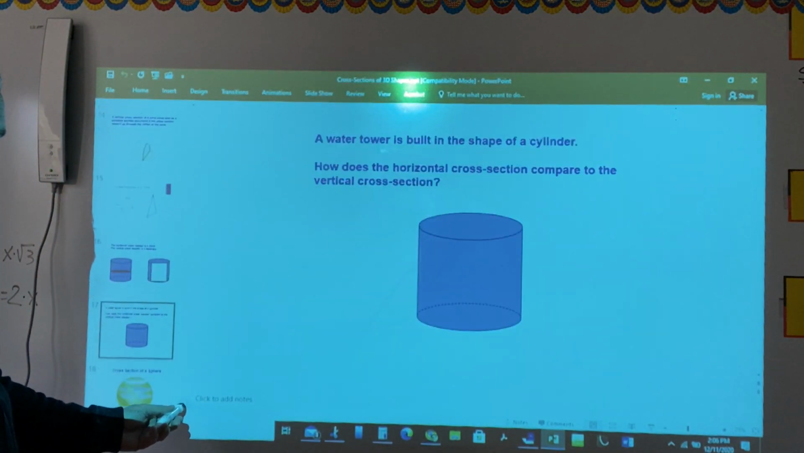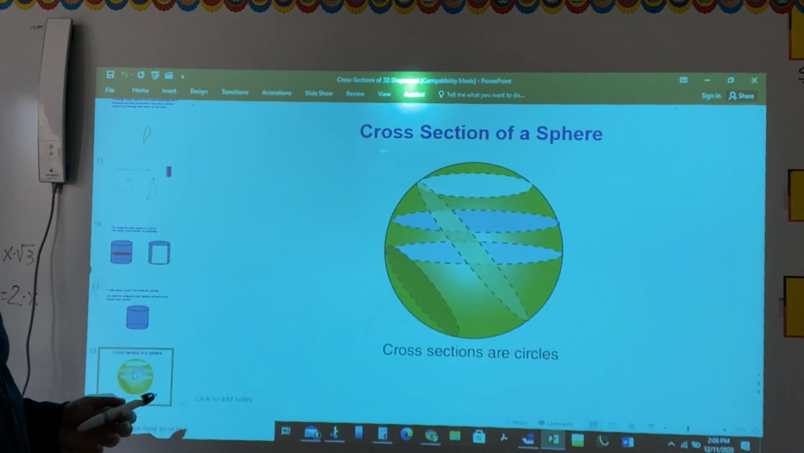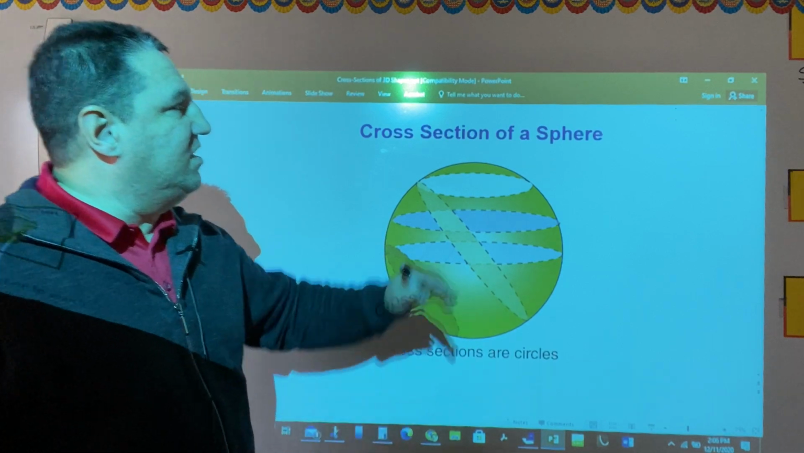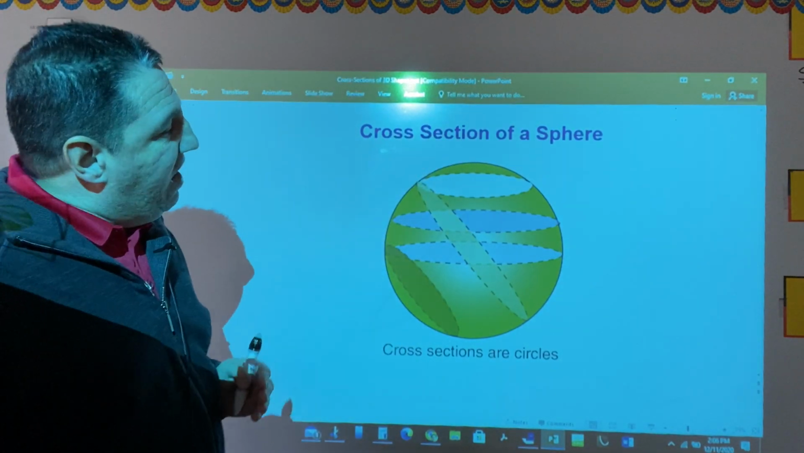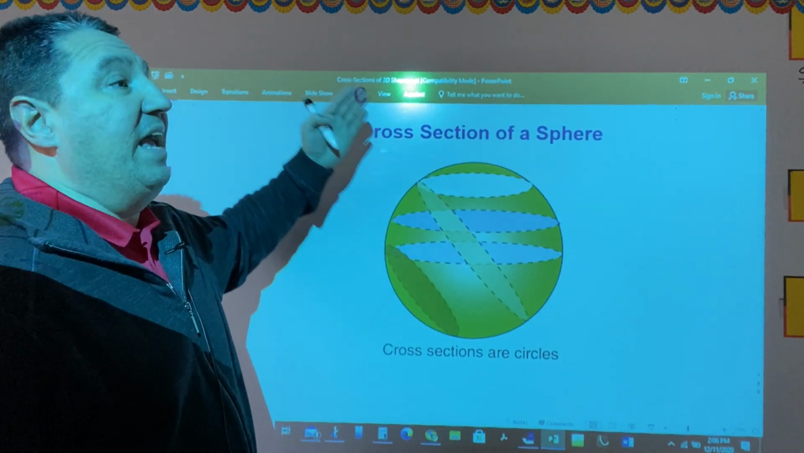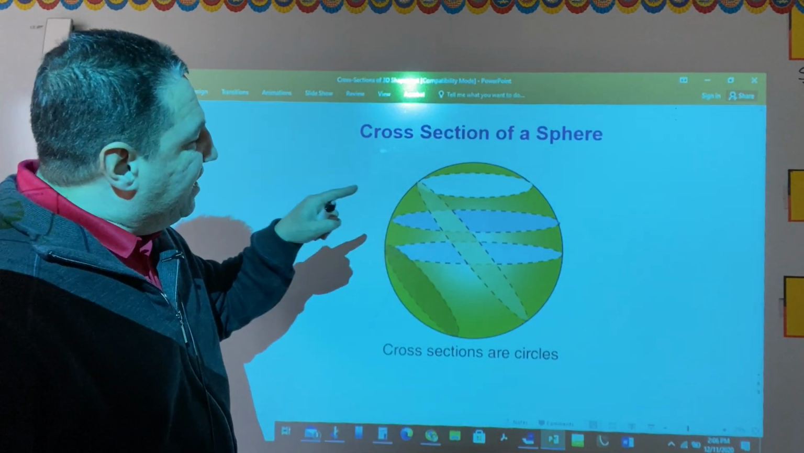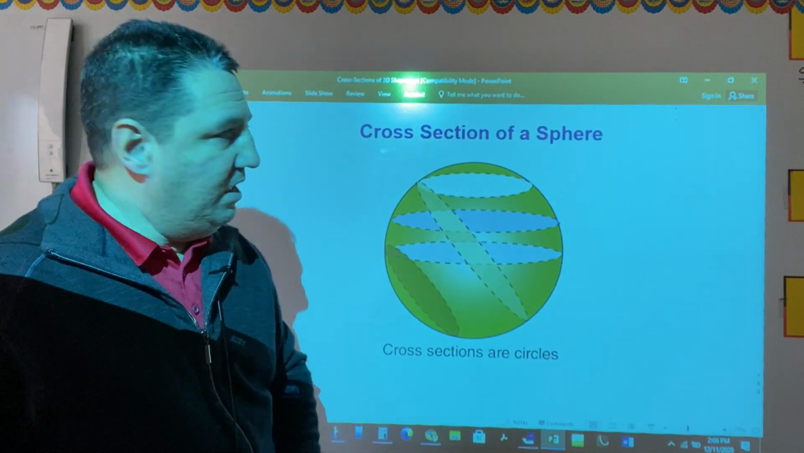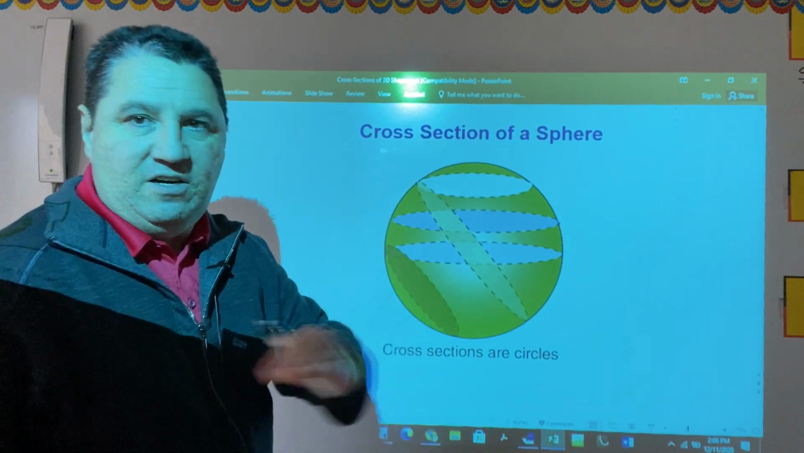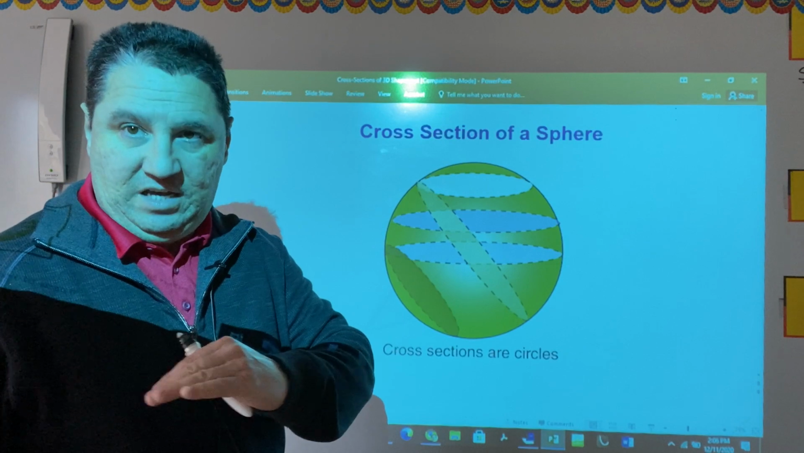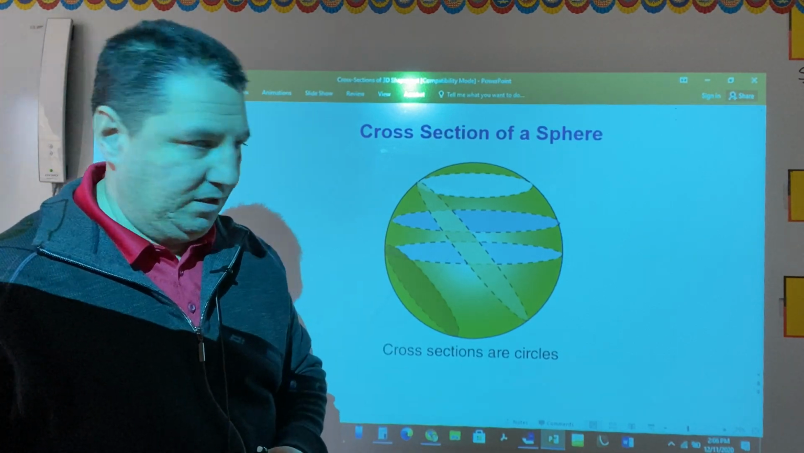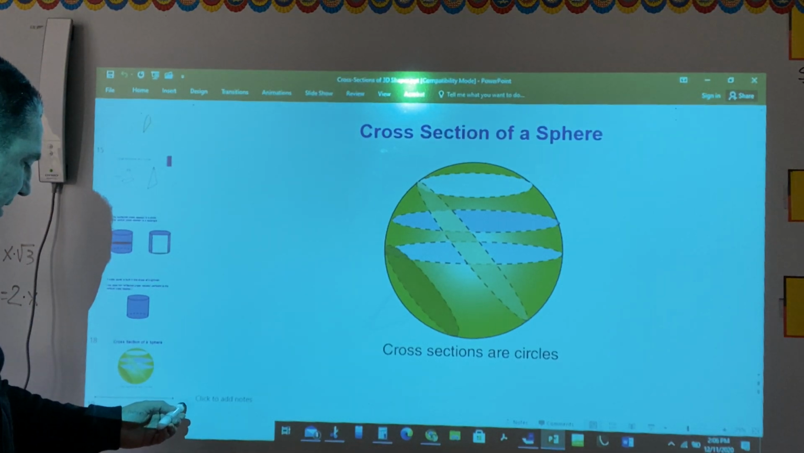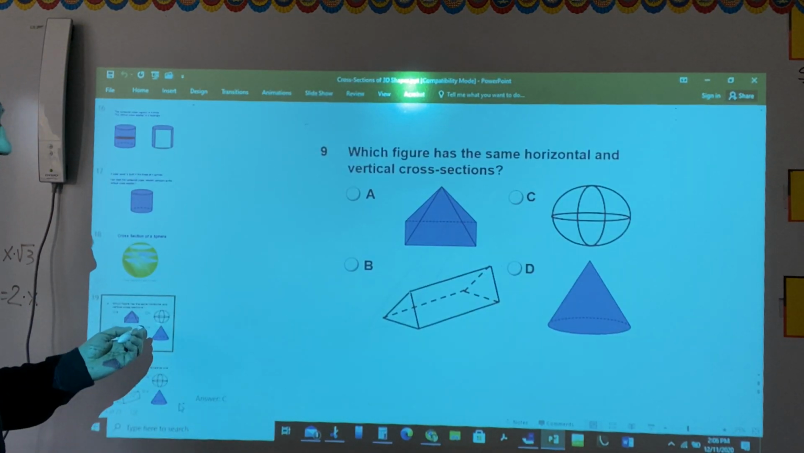Good? And probably the last solid and easiest one is a sphere. Whenever we cut a sphere by a plane, the resulting cross section would be a circle. So the cross section of a sphere is always a circle. Good. Let's have a few examples.